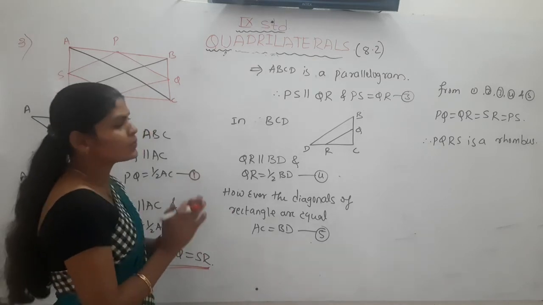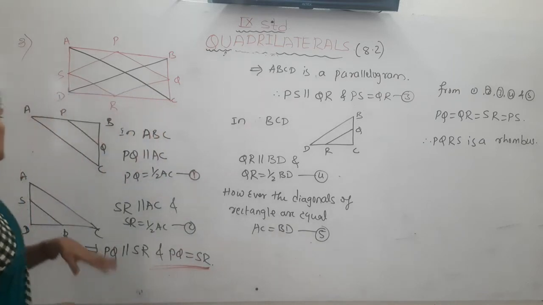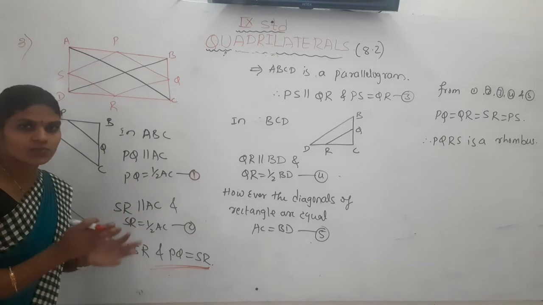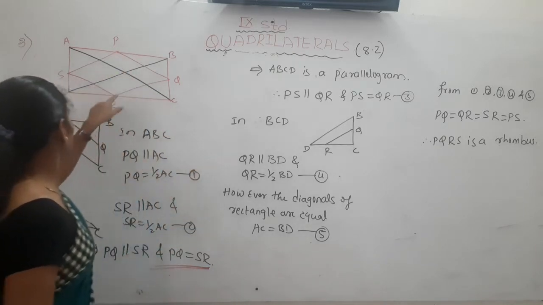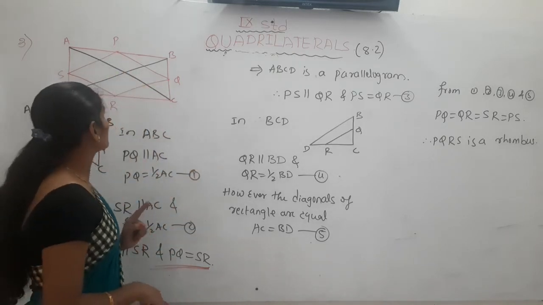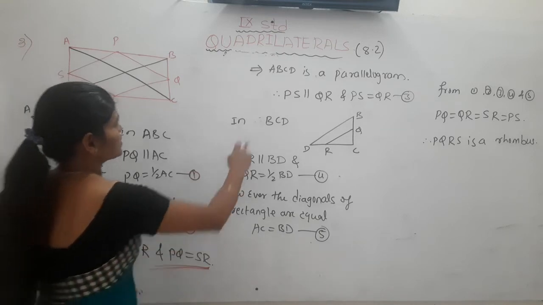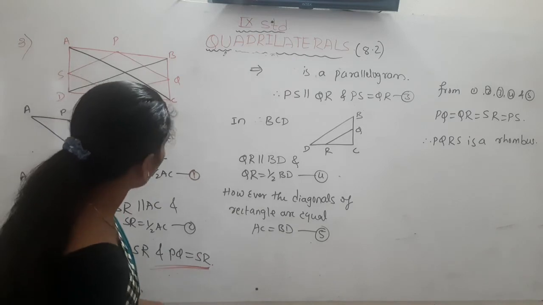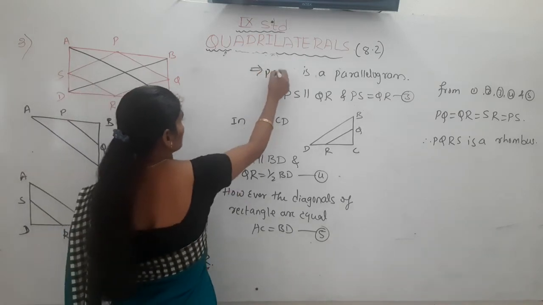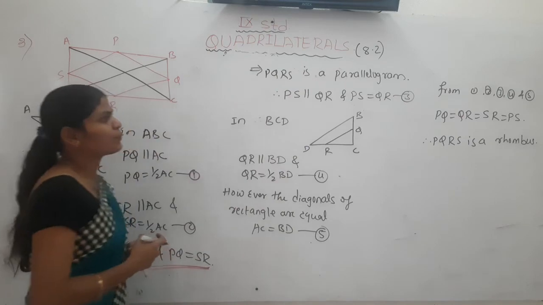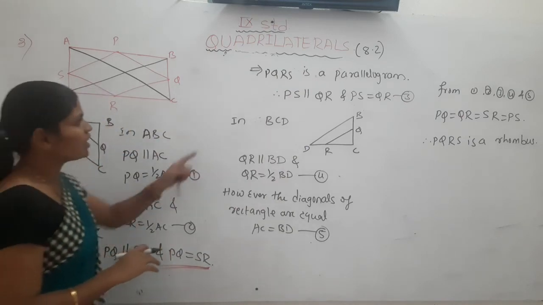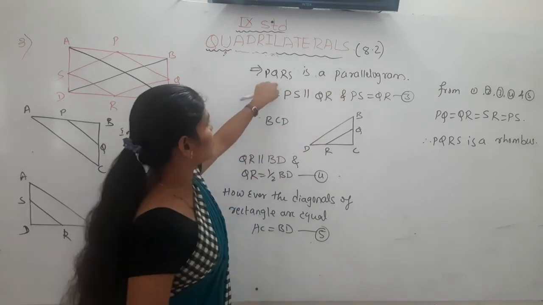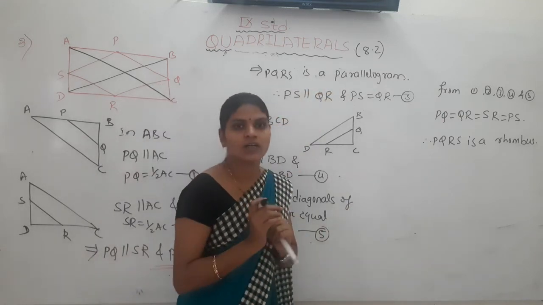This shows one pair of opposite sides of the quadrilateral are equal as well as parallel. We can decide this is a parallelogram. Yes, see here, your PQRS is a quadrilateral. It satisfies all the conditions of a parallelogram. So here PQRS becomes a parallelogram.